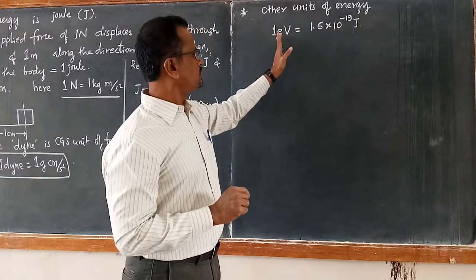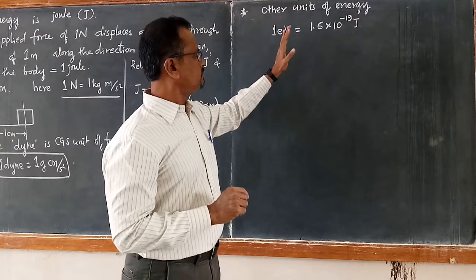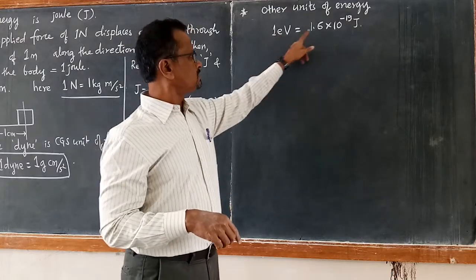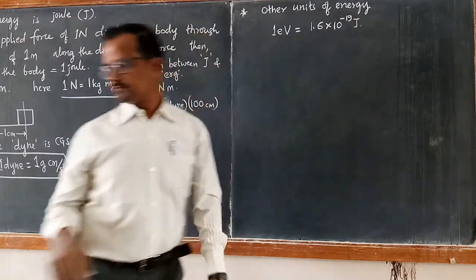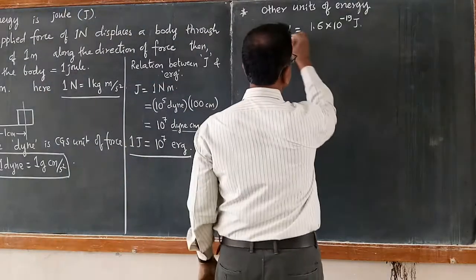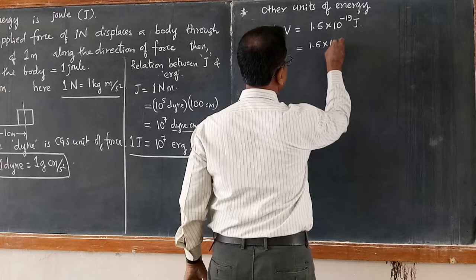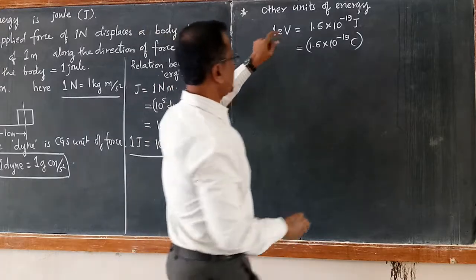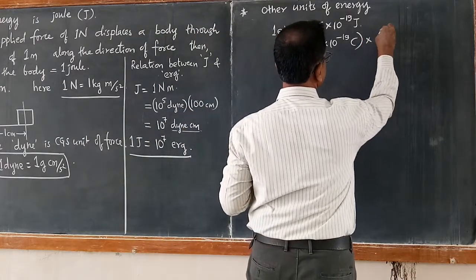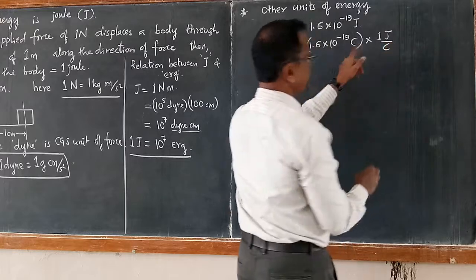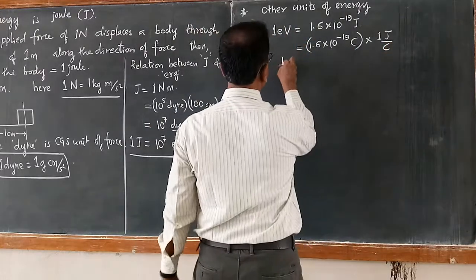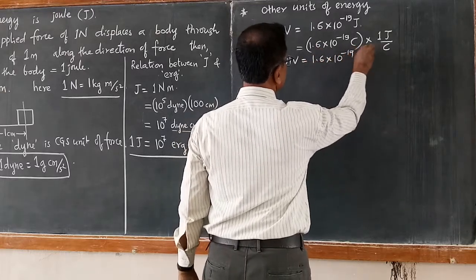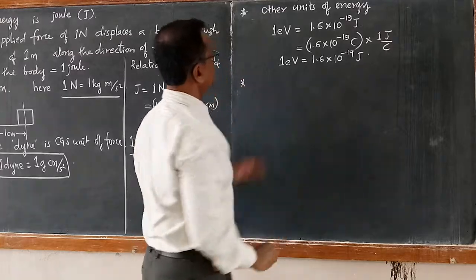If you convert charge to coulomb and volt to joule per coulomb, the electron has a charge of 1.6 into 10 to the power of minus 19 coulomb. This is the electronic charge. And what is 1 volt? You have learned last year, 1 joule per coulomb. So coulomb cancels, and thus you get 1 electron volt as equal to 1.6 into 10 raised to minus 19 joule. So this is another unit of energy.